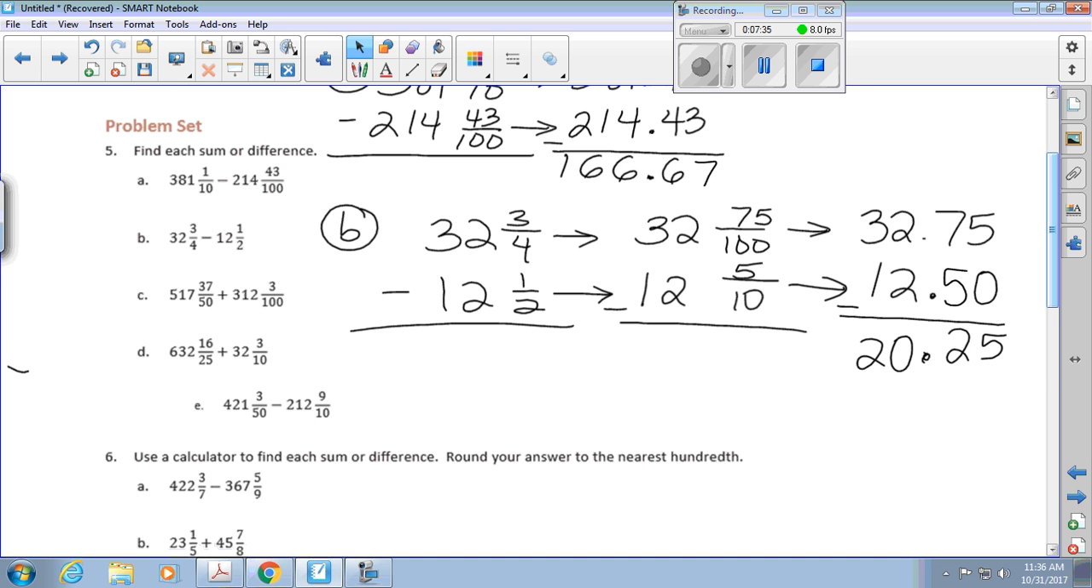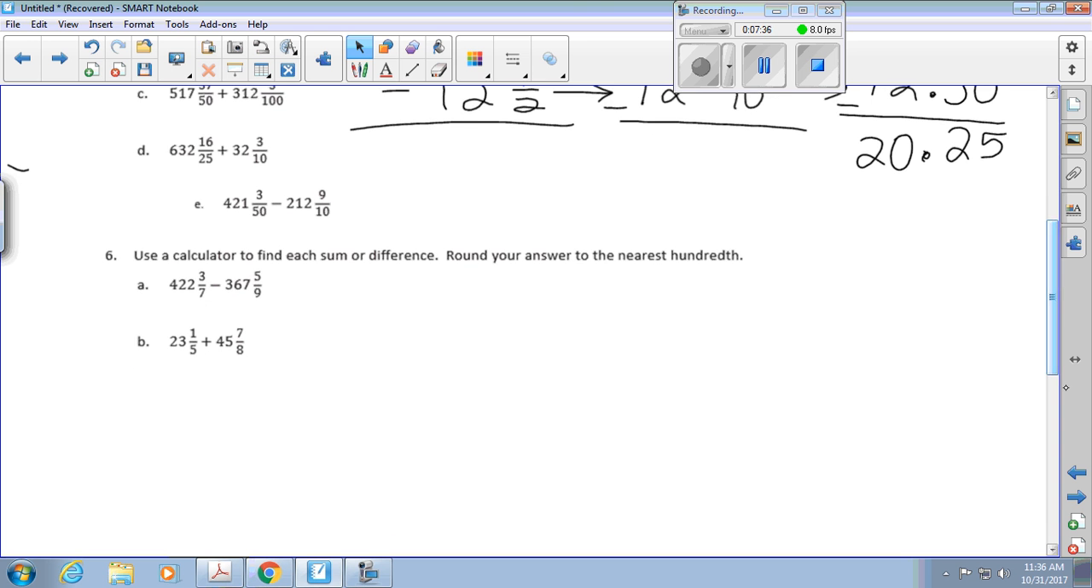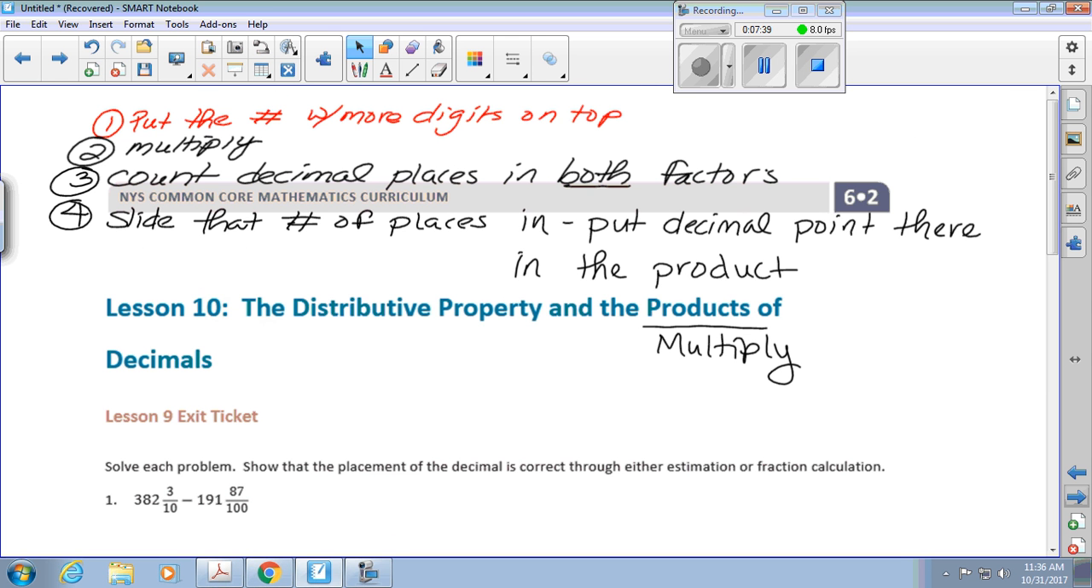All right, today what we're going to do is go to the next page, where I left some notes from last class, which is Lesson 10, the distributive property and the product of decimals. We're actually going to be skipping a little bit of this distributive property stuff, and we're going to just focus on how do we find the product of decimals.